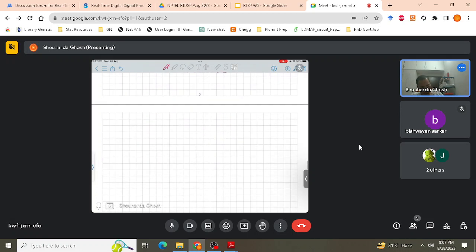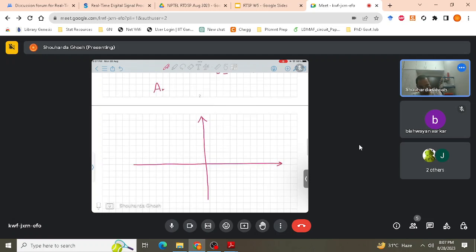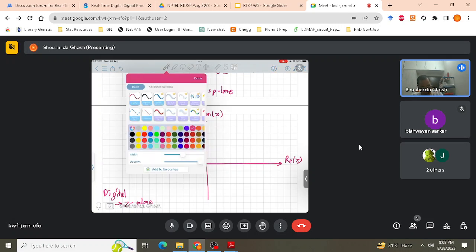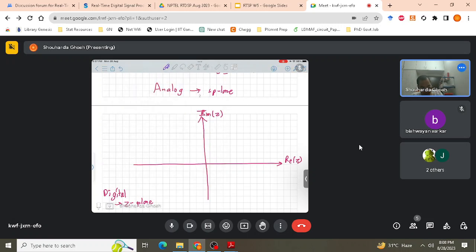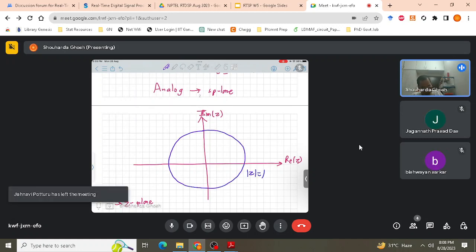So correspondingly, when we deal with signals in the digital domain, just like in the analog domain we deal in the S plane, the digital domain deals with something called the Z plane. So it's the imaginary part of Z, the real part of Z, and the thing that is of interest to us is the unit circle, mod Z equal to 1.